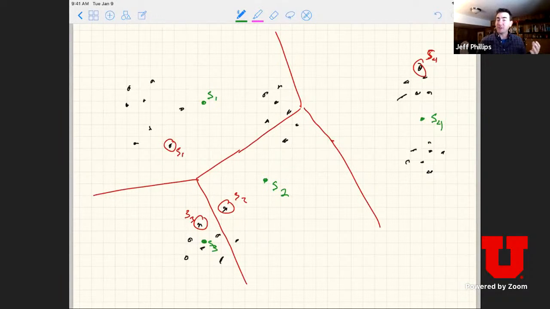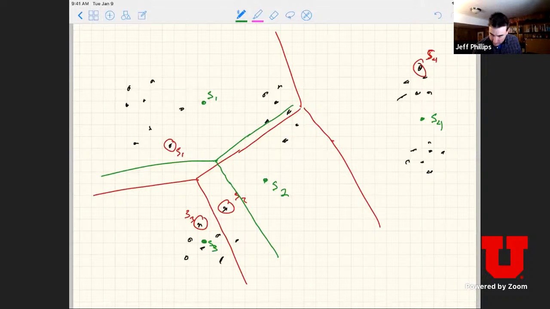But now that I have this green set of centers, I can reassign the points, right? So I'm going to draw a new Voronoi diagram with these sites. Okay. It's going to look slightly different now. Like that, maybe. Okay, so this is the new Voronoi diagram with these new sites, and this gives me a different assignment of the points.